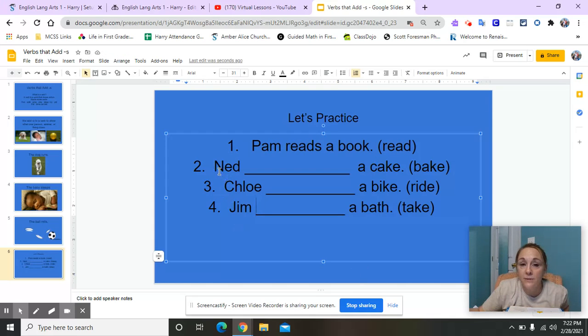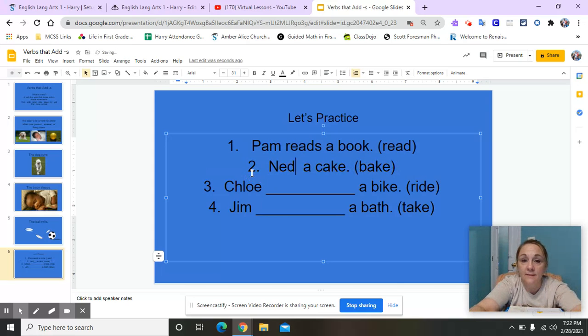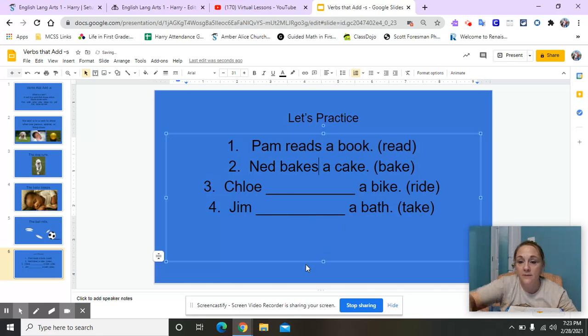Sentence number 2, Ned blank a cake. Our verb is bake because that's what you do to a cake. So let's add an S to our verb. Ned bakes a cake. Does that sound right? Let's try it without the S. Ned bake a cake? No, Ned is one noun. He's one person, one boy. Ned bakes a cake. Add S to the verb.